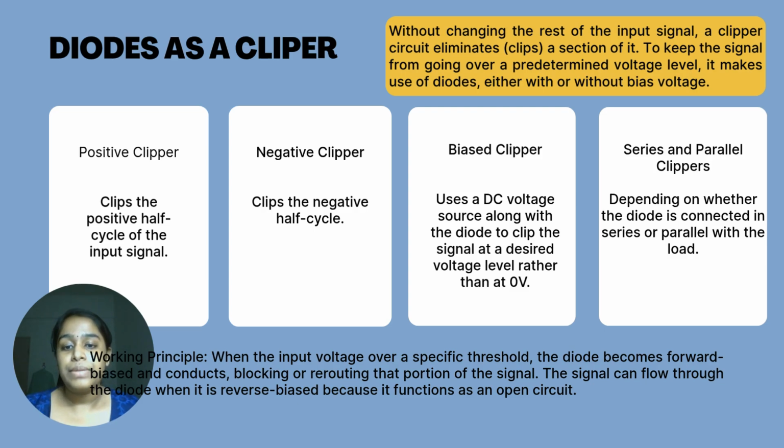So this is the principle: when the input voltage goes over a specific threshold, the diode becomes forward or reverse biased, blocking or rerouting that portion of the signal. The signal can pass through when it is reverse biased because it functions as an open circuit.